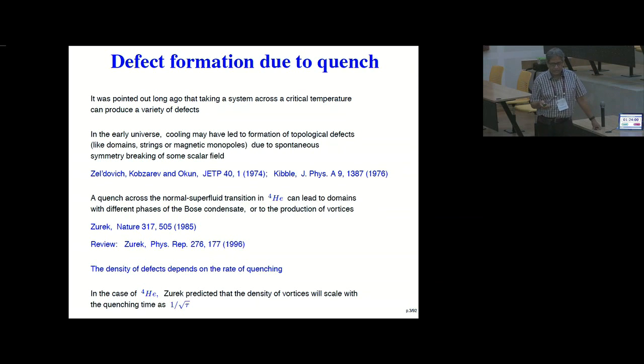And we'll see that the density of defects depends on the rate of quenching as a power law. And that power law actually tells you a lot about the critical point that the system goes through while it's being quenched. In the case of helium-4, Zurek predicted that the density of vortices will scale with the quenching time. The inverse of the quenching rate is the quenching time, tau. He predicted that the density of vortices will scale as 1 by root tau. Of course, if you quench very slowly, so tau is very large, then you hardly produce any vortices, which is what you expect. Quench infinitely slowly, you should not produce any defects.